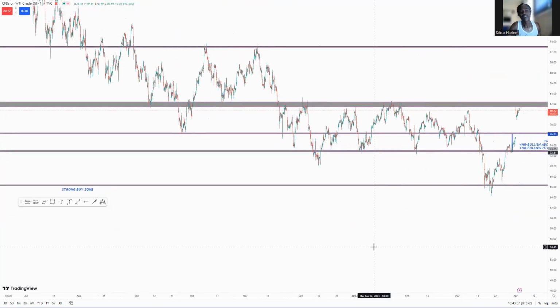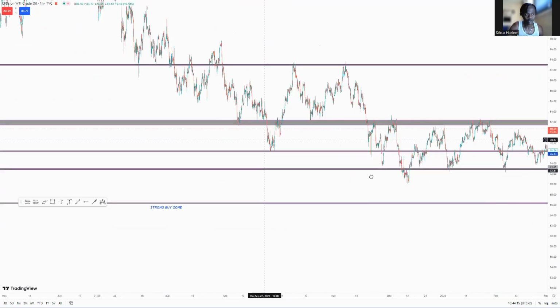We don't have a 4 hour. This is not based on the 4 hour, the 15 minute, or the daily. This is strictly the hourly time frame. You guys know by now that the hourly is the time frame that I trade on the most. So now, before I break down the trade, let's explain the zone, right?